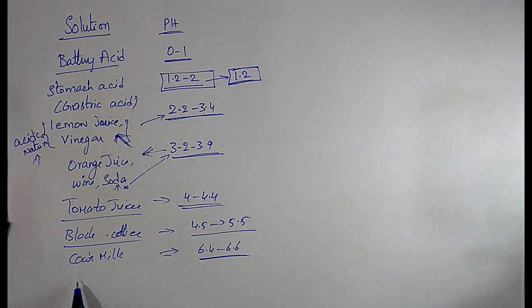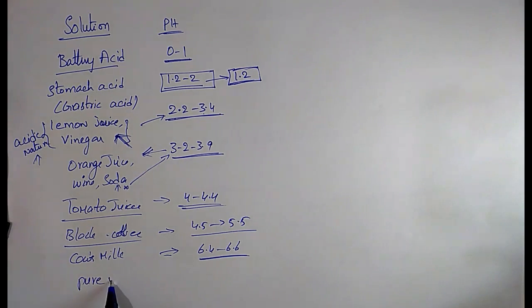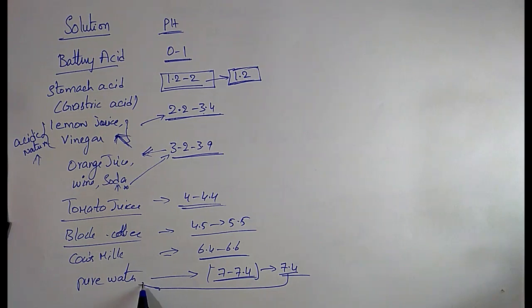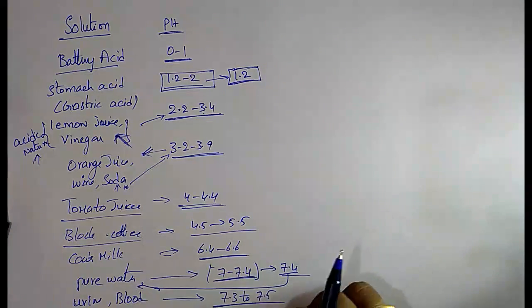Okay, and for this example, pure water has nearly 7 to 7.4. Generally we can say that 7.4 is the pH value of pure water. Okay, and if you take urine or blood, they have nearly 7.3 to 7.5 pH values.